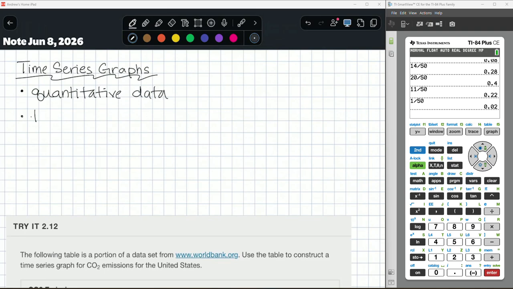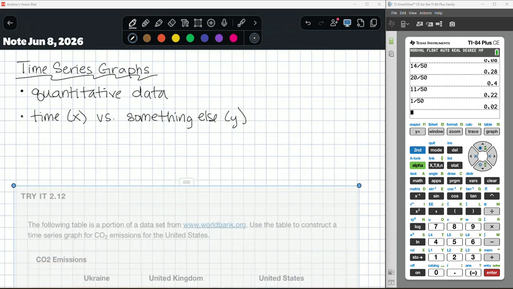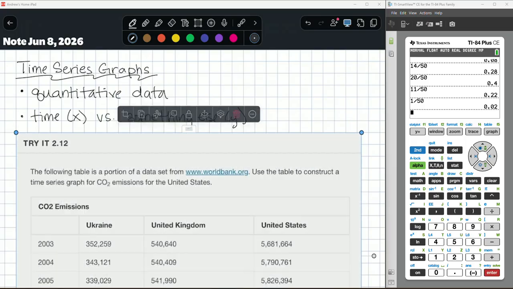And we always plot time on the x-axis versus something else on the y. And that could be anything else. In time series graphs, we're looking at something changing over time. And so time is our independent variable, goes on the x, and then something else is the dependent variable that goes on the y. We're going to go ahead and do an example so you can see what these look like.